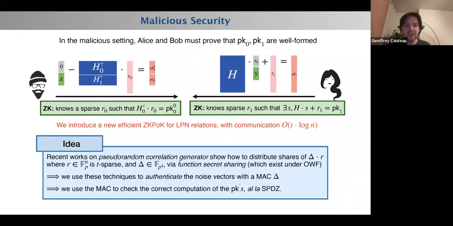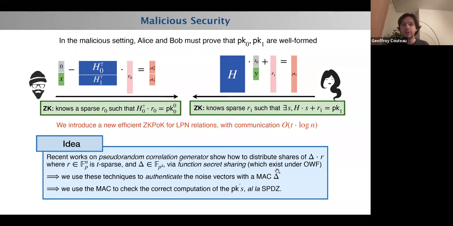And the key idea here is that we build on recent work on pseudo-random correlation generators, which showed that it's possible to generate, with very low communication, additive shares of things of the form delta times r, where delta is an element of an extension field and r is some random sparse vector. So we use a protocol like that to share delta times r using function secret sharing, which can be done very efficiently using a length-doubling pseudo-random generator. So it exists assuming any one-way function.